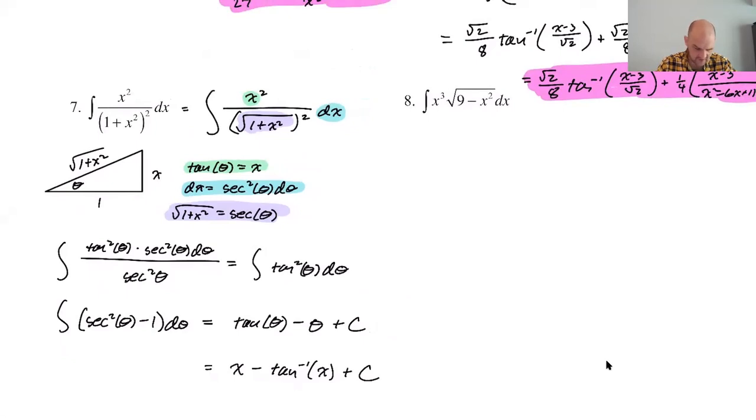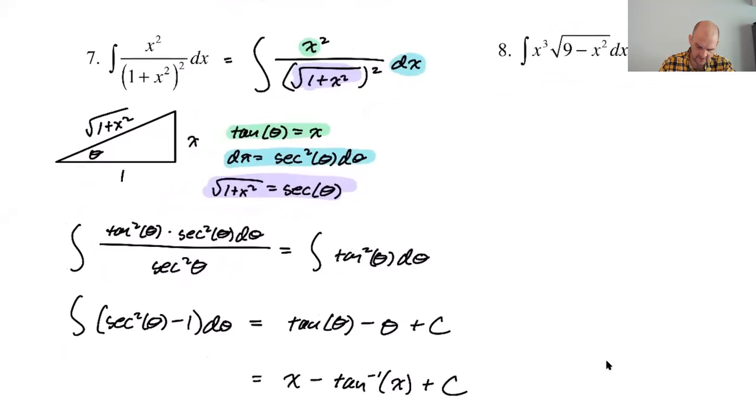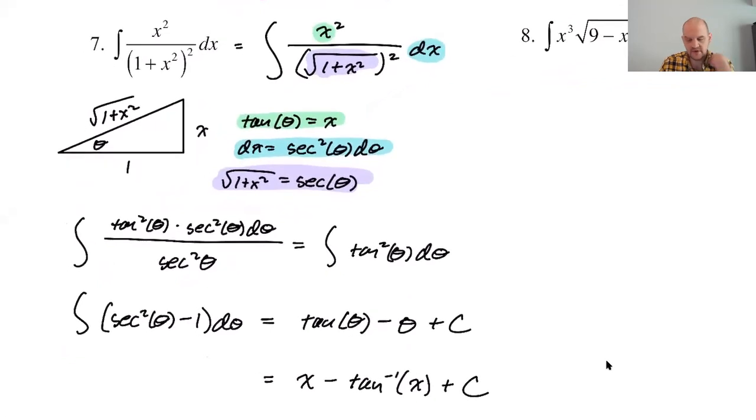Well, we're going to workshop this problem here. If we drew a triangle correctly, which I think we did, x over 1, sure, that would be the square root of 1 plus x squared, absolutely.